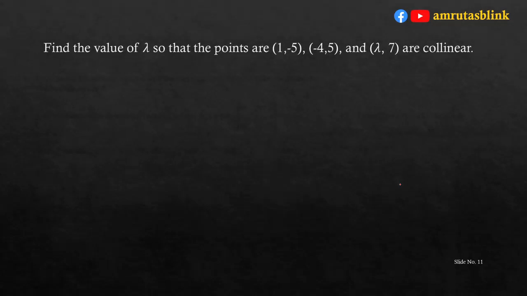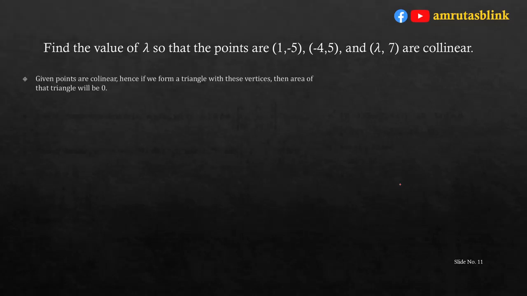We will move to the next problem. Find the value of lambda so that the points 1 minus 5, minus 4 5 and lambda 7 are collinear. Now again, from the given points if we form a triangle, then if the points are collinear, the area of such a triangle will be 0.